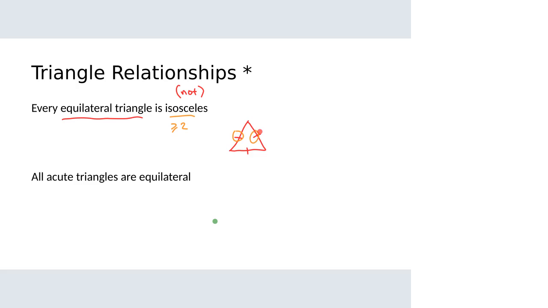Well, here I have at least two sides equal. So yeah, that's isosceles. Let me try this again. Let me draw a bigger triangle maybe. It's got to be equilateral because that's what the problem said. All equilateral triangles are isosceles, and to be isosceles, you've got to have at least two sides the same length.